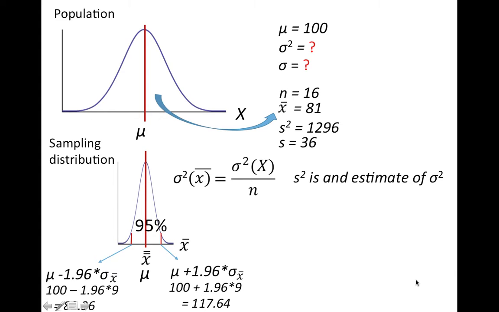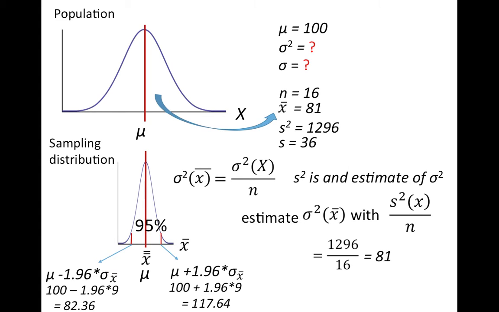We have a sample variance, which is an estimate of the population variance. Therefore, we can estimate the variance of the sampling distribution by using the sample variance instead of the population variance. Our estimate of the variance of the sampling distribution is 1296 divided by 16, which is 81. So our estimate of the standard deviation of the sampling distribution is the square root of this, which is 9. And we have seen these numbers before. They are the same as in our last example.